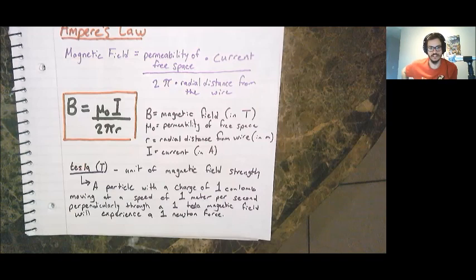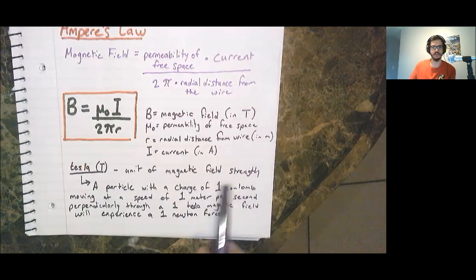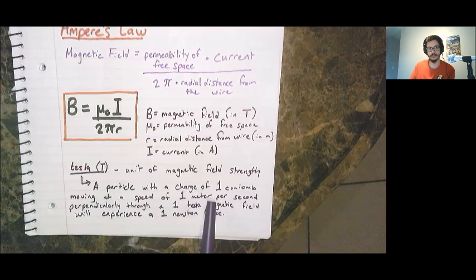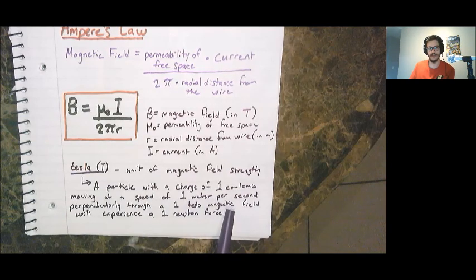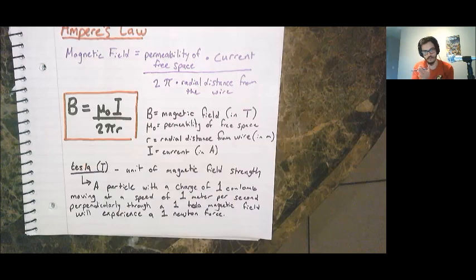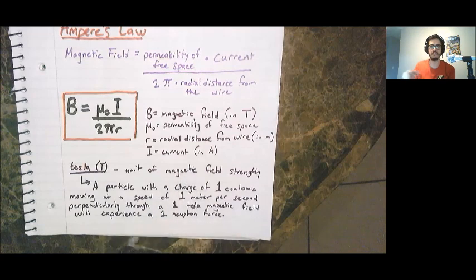The definition of the Tesla, in terms of what is one Tesla, is that a particle with a charge of 1 coulomb moving at a speed of 1 meter per second perpendicularly through a 1 Tesla magnetic field will experience a force pushing on it of 1 newton. So the electrons that we saw in the CRT were moving with a speed perpendicular to the magnetic field coming out of that magnet, and they experienced a force that redirected their path. If you use these particular amounts, then you would arrive at an example of one Tesla.